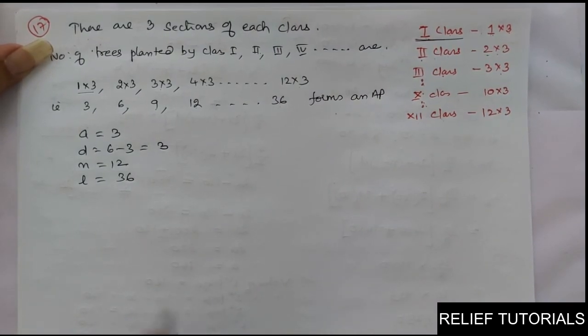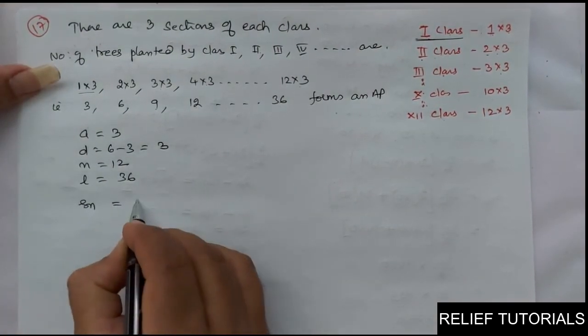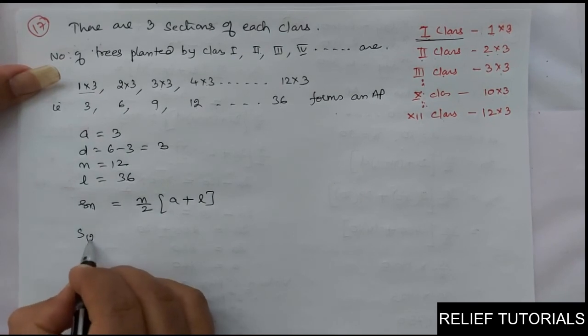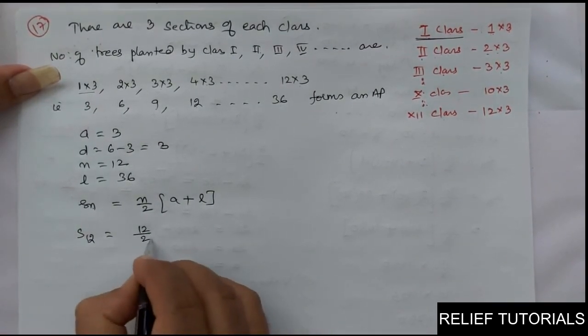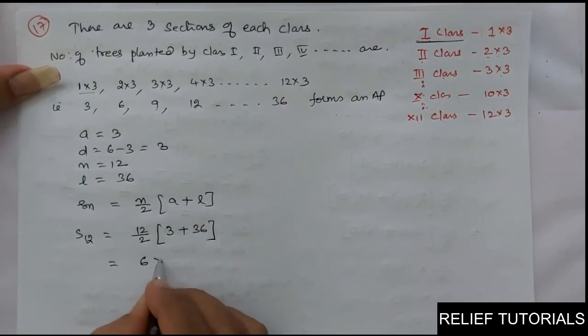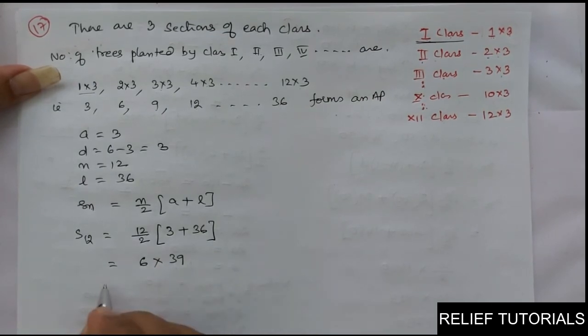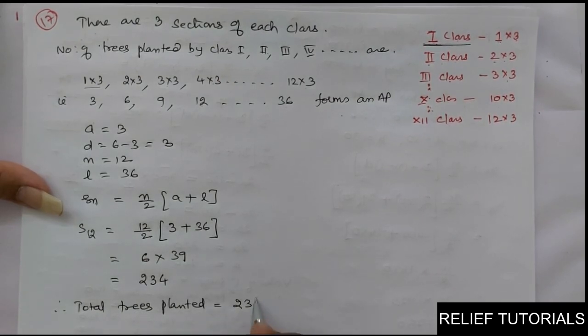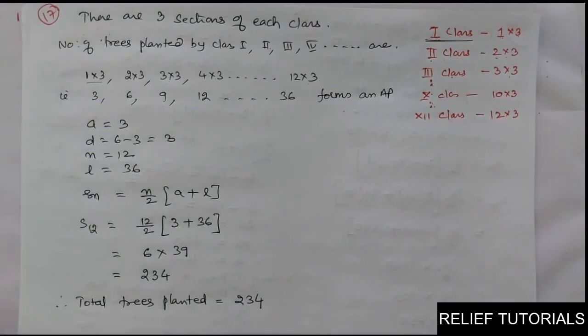Now we want to find the sum. So we use the formula Sn is equal to n by 2 times a plus l. So n is 12, so S12 is equal to 12 by 2, first term that is 3, last term is 36. So that is 6 into 36 plus 3, 39. So 9 sixes are 54, carry 5, 6 threes are 18 and 5, 23. So 234. So total trees planted is equal to 234. I hope you understood this very well.